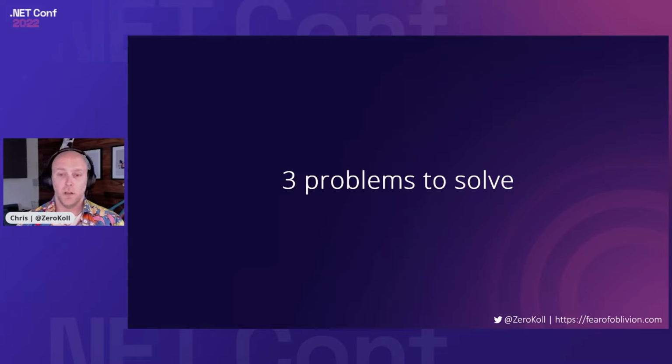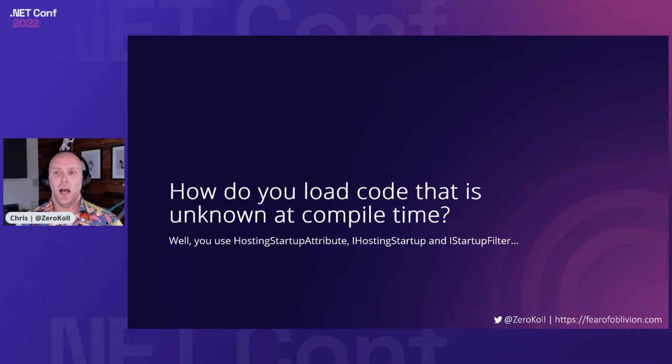And when you go down this route, you figure out that there are actually three problems that you need to solve. So the first problem that you need to solve when doing this is, how do you load code that is unknown at compile time? How do I actually get code into an ASP.NET Core application if the application doesn't know that code exists when it starts up, or when you compile it?